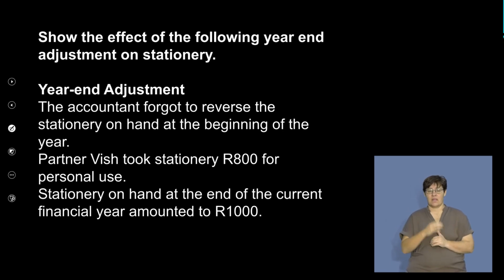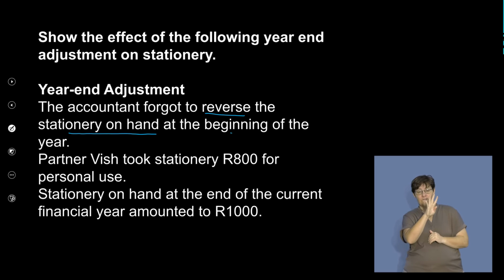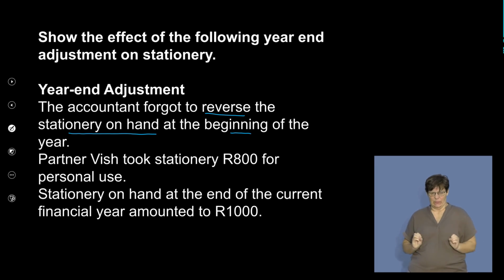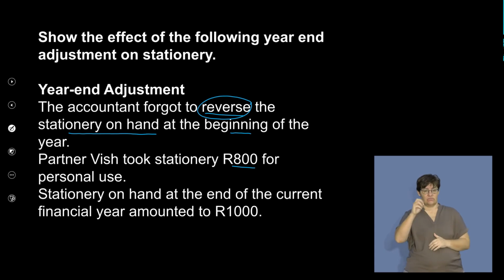Right, my year-end adjustments affecting stationery: the accountant forgot to reverse the stationery on hand at the beginning of the year. So this is something we already know because we never come across consumables on hand at the end of the year, right? Normally this is reversed, but clearly this has not happened. Right, next adjustment, partner Vish took stationery 800 Rand for personal use. And then finally, stationery on hand at the end of the current financial year amounted to 1,000 Rand.